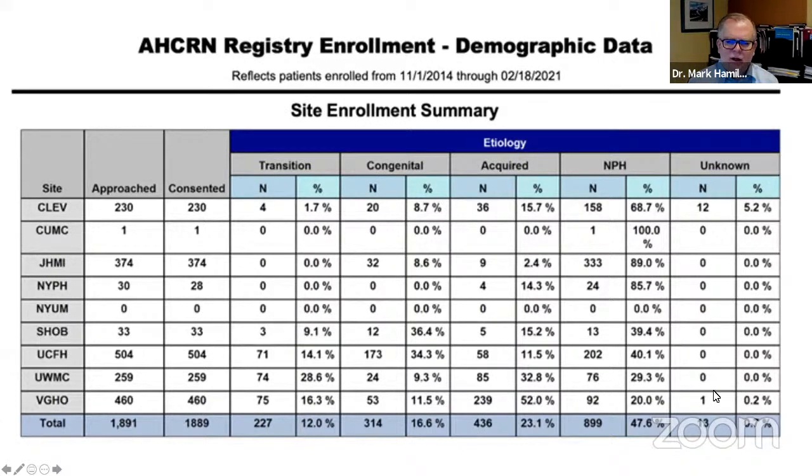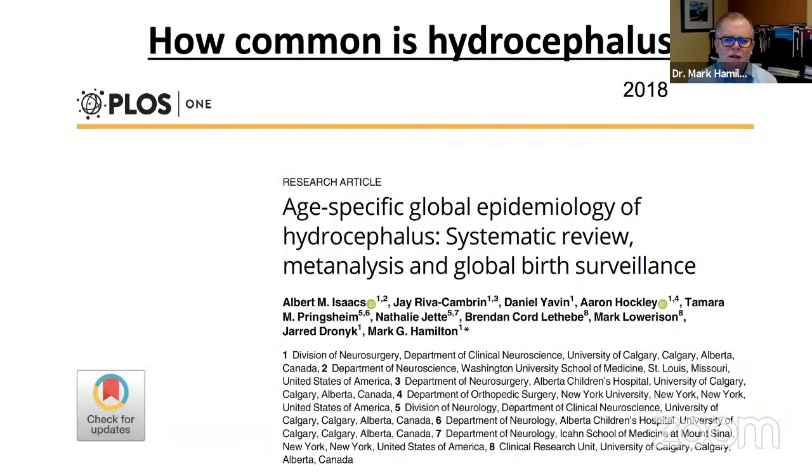And the percentages down here don't necessarily represent true epidemiology, and we'll discuss that in a minute, but they do represent a very significant sampling across these multiple centers. So what is the incidence or prevalence of hydrocephalus in the adult population?